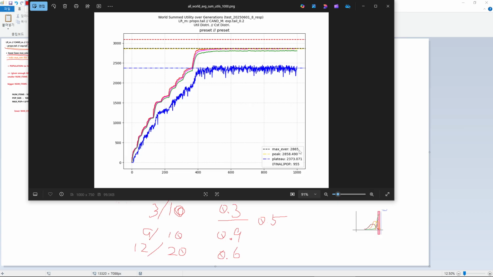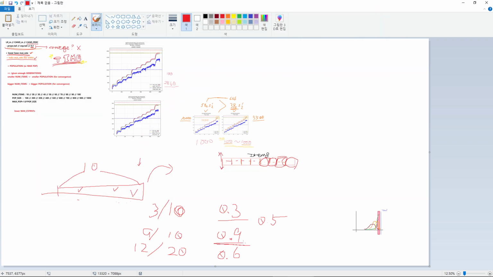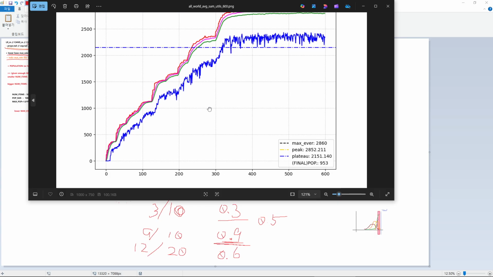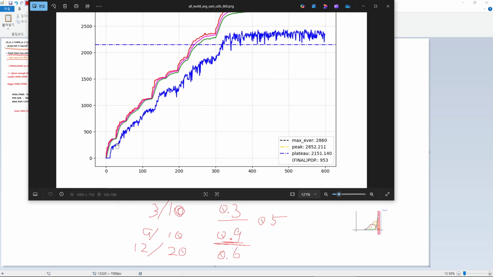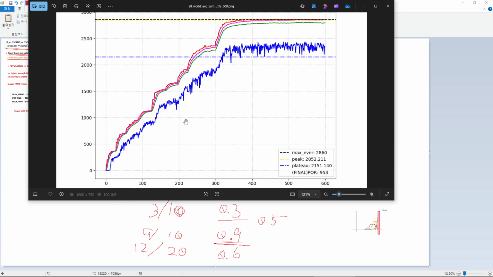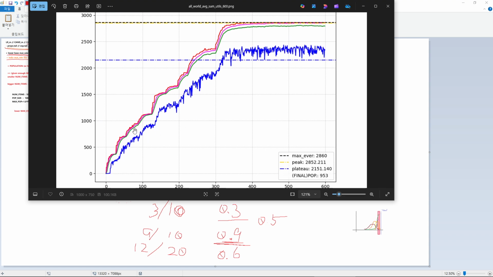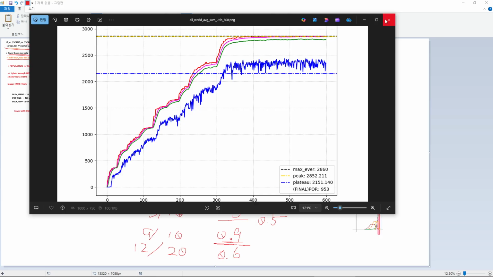So I tried it again, but now with a higher threshold, that is 0.9. And now the steps will be more distinct. Yeah, the steps are now showing more distinctively. Look. And the max ever was 2860, so a bit unlucky there.